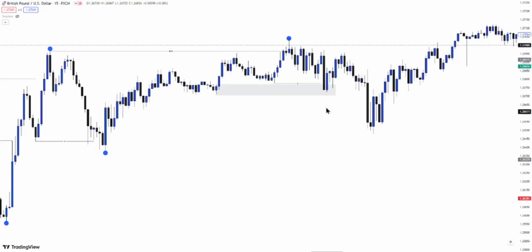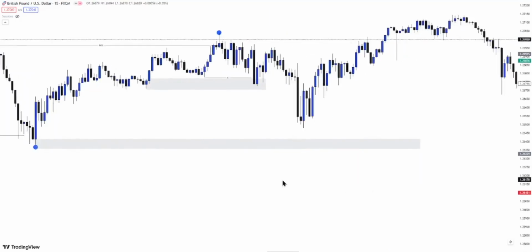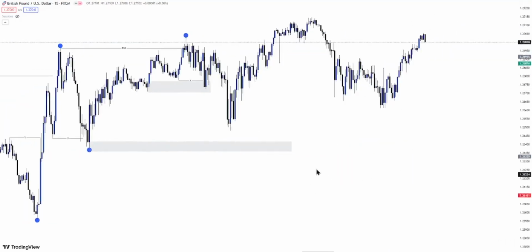And then after this, your decisional OB, which I told you is low probability, you have your extreme OB. Where is your extreme OB here? Well, take a look at this. This becomes your extreme OB. Now, this one is already mitigated. So this one here can be your extreme OB. And so price is most likely to come tap on this extreme OB.